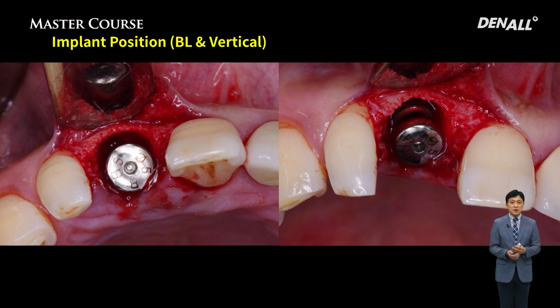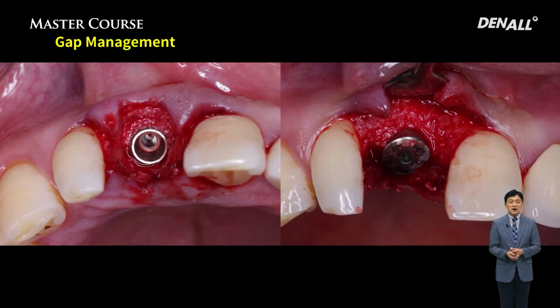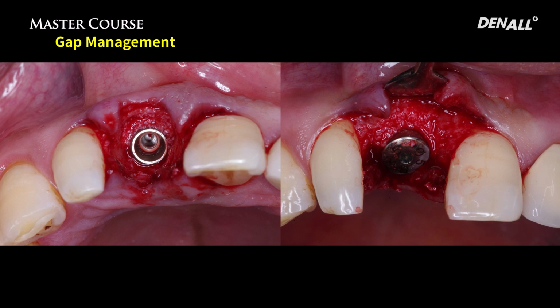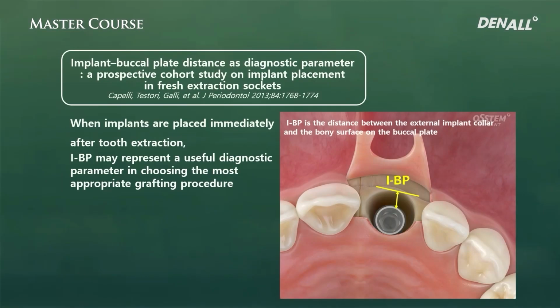When we use a 5 millimeter healing abutment, it's almost all submerged. Buccal gap always exists when we do immediate implant placement. How can we manage the gap? Internal socket graft only is done in this patient. Internal socket graft only, or combined with external socket graft as well.